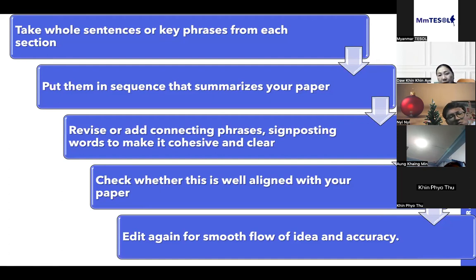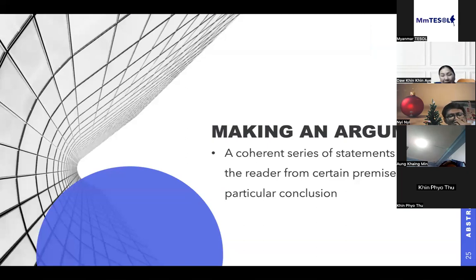Now, another one is methodology as well. Normally, in the introduction and conclusion, you summarize what methodology you use. That's why I think these are the best places for you to take out some sentences, okay? And what you need to do is put them in sequence that summarizes your paper: motivation, methodology, findings, and conclusion, okay? Revise or add connecting phrases, signposting words to make it cohesive and clear. After that, check whether this is well aligned with your paper, okay? Edit it again for smooth flow of ideas and accuracy, okay?